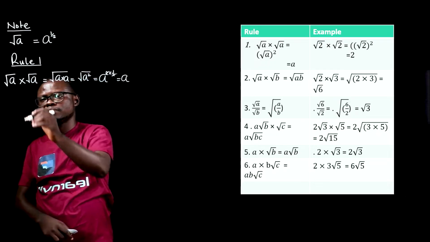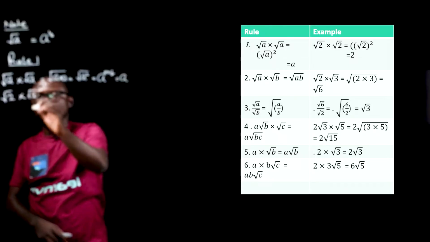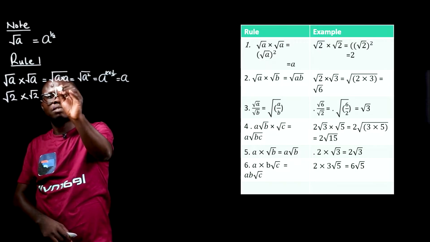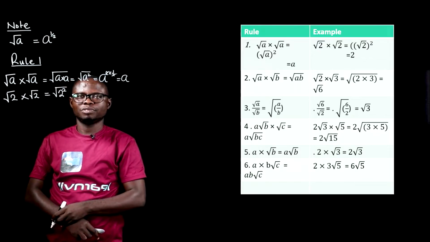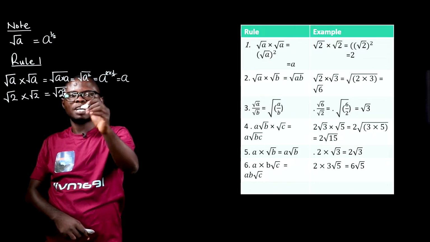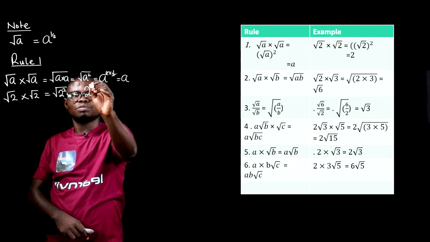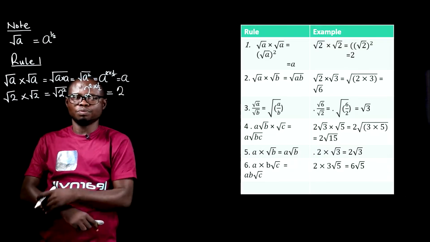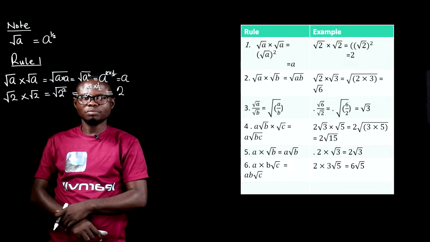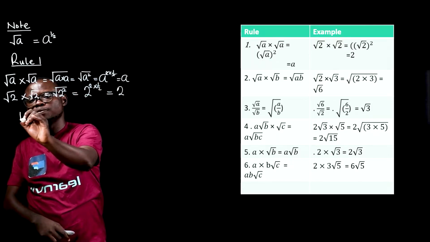Example, root 2 times root 2 is going to give us root 2 to the power 2, which becomes 2 raised to the power of 2 times half, and this reduces to 2. Let's look at root 2.